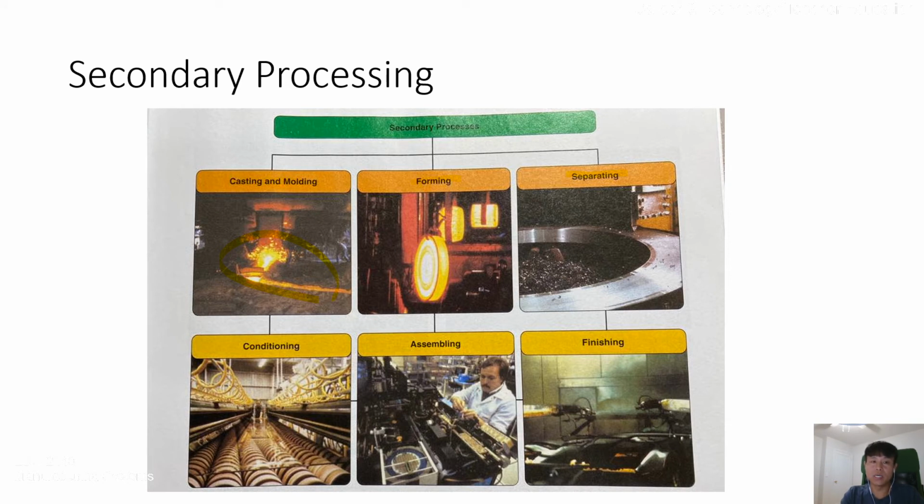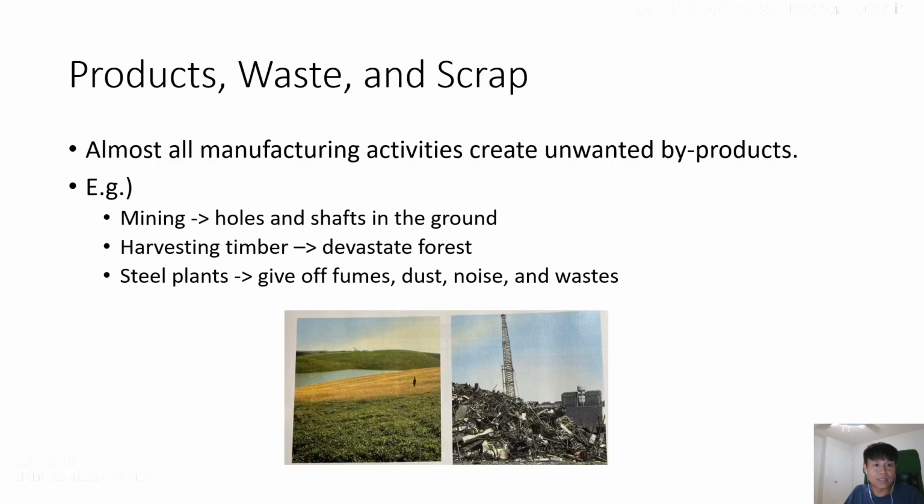So there are six major types of secondary processing, but we'll look at these processes in the next unit. Don't worry about memorizing all of these things. I'm not going to include this in my quiz. All right, so this is almost finished.